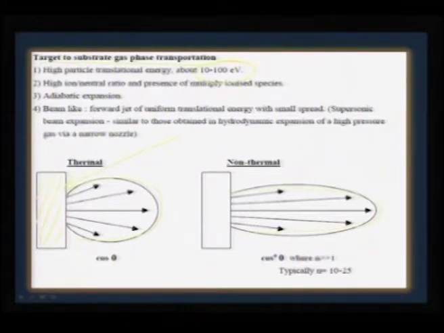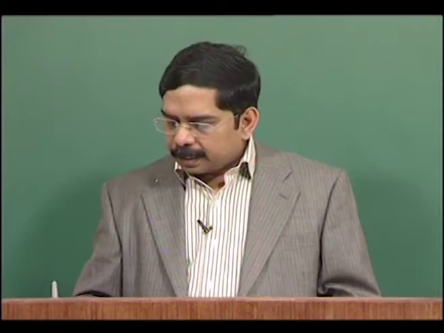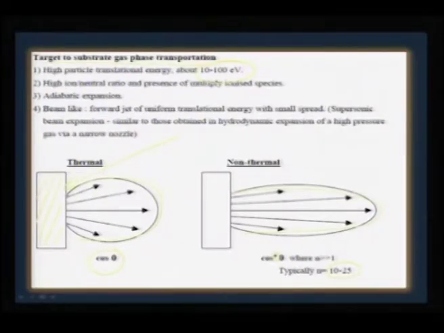So depending on the shape, the energetics of this transportation will change remarkably. In the thermal case, it is actually cos theta dependent, whereas in the non-thermal case, you would see a power factor associated with it. It is cos to the power n theta, where n is always greater than 1, typically of the order of 10 to 25. Therefore, depending on the plume, you can actually modify the whole growth process.